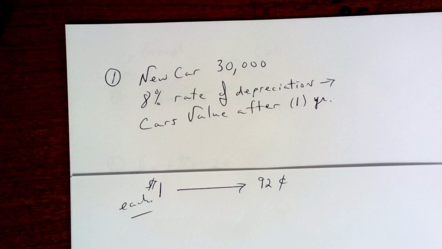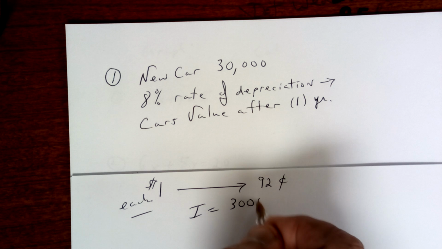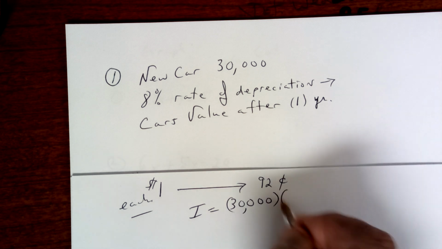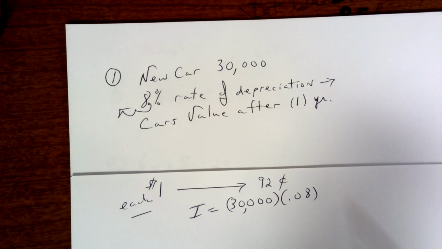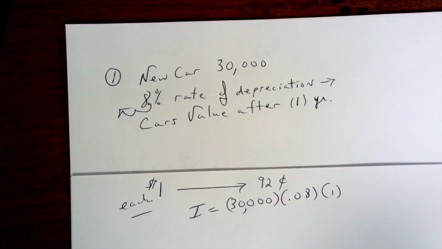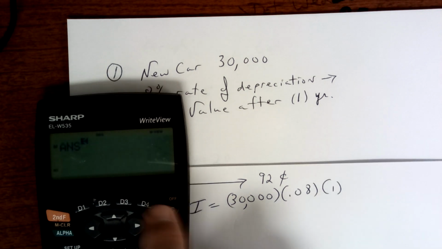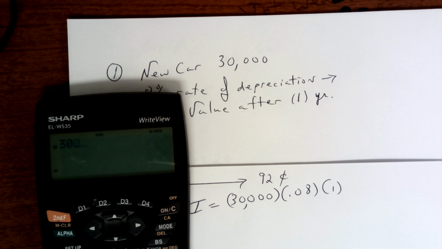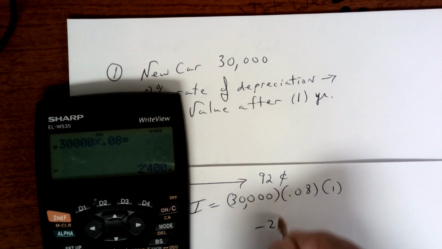So you're going to say interest equals principal times rate. Remember, you got to move it two places, times time. So when you do that, you get your calculator, have your calculators out, clear it, 30,000 times 0.08 times 1 equals 2,400. So you lost $2,400.